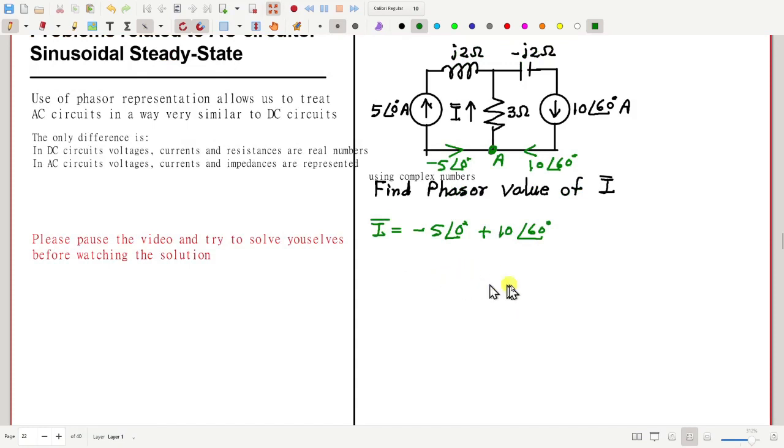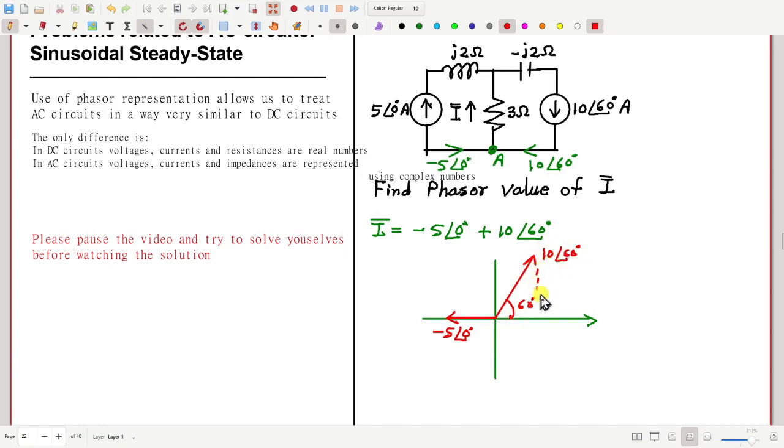Let me draw a diagram, this being the first question. Suppose this is the complex plane. So minus 5 angle 0 degree will be here, left side. Or is it 5 √3 angle 90? Absolutely right. So this is minus 5 angle 0 degree, and 10 angle 60 degree will be double in length at an angle of 60 degree. This is 10 angle 60 degree.